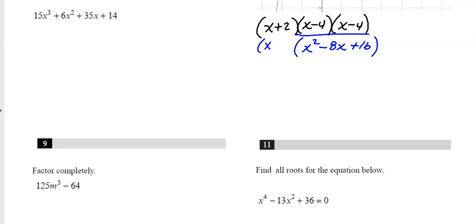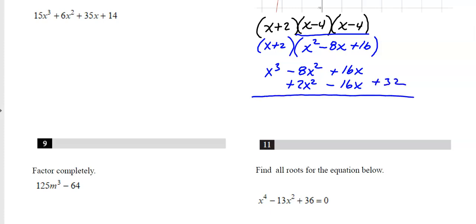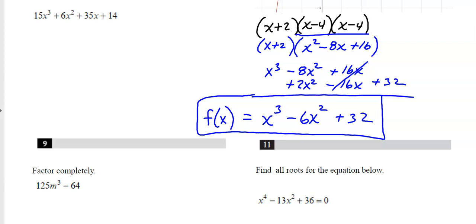And then I got to multiply by x plus 2. So I'm going to distribute the x first. I'll get x to the third minus 8x squared plus 16x. Now I'm going to distribute the 2 through. I get a positive 2x squared, a negative 16x, and a positive 32. Gather those two rows up. My new function, x to the third minus 6x squared, the x's disappear, plus 32. So here's a function that is going to look like that picture up above.